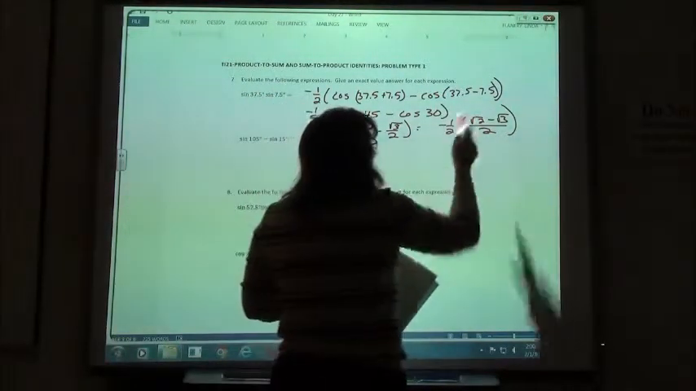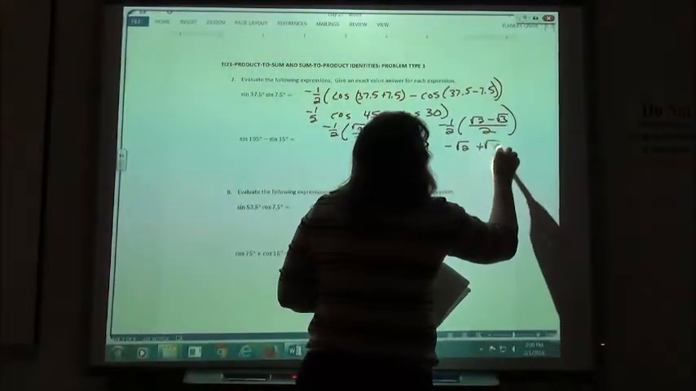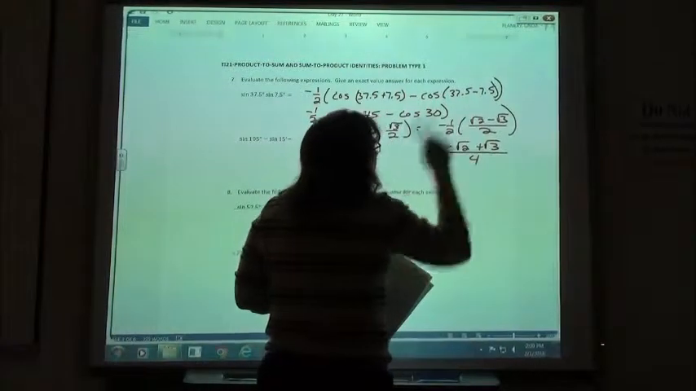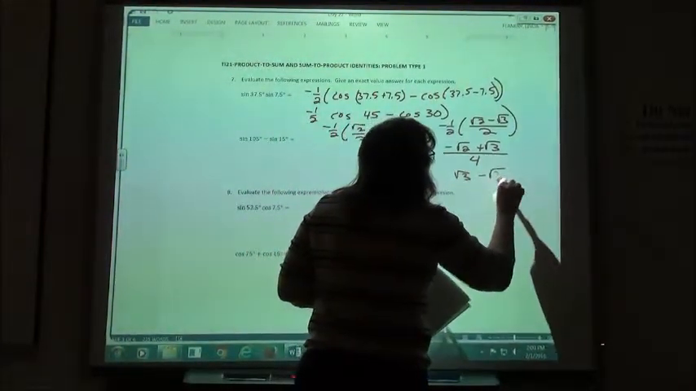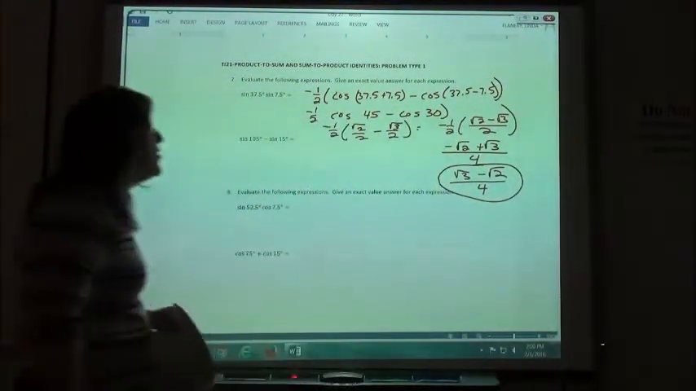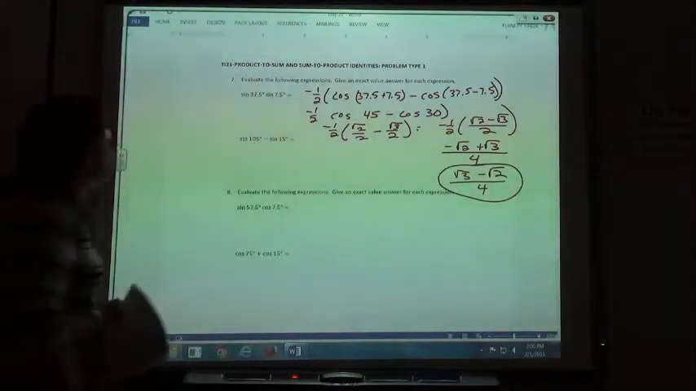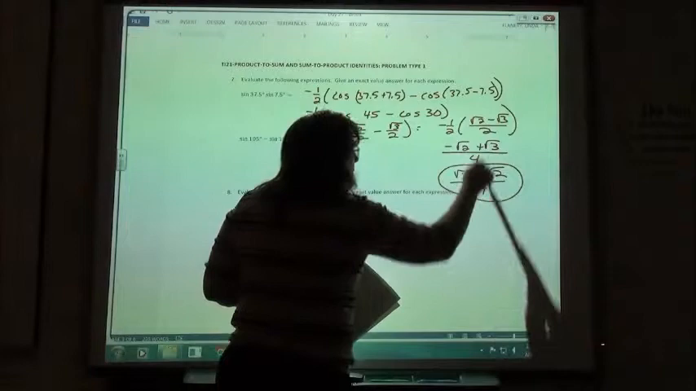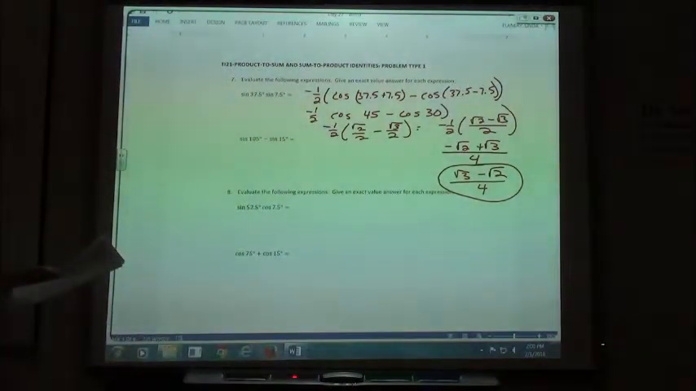Or I can distribute it, so if I have negative square root of 2 plus the square root of 3 over 4, that looks a little weird in that order. Square root of 3 minus the square root of 2 over 4 also would be a better way to write your answer instead of putting the negative in the front. And so either way should be correct as long as you make sure you get the negative on the top of the fraction with the 2 and not out in front of the whole entire fraction.